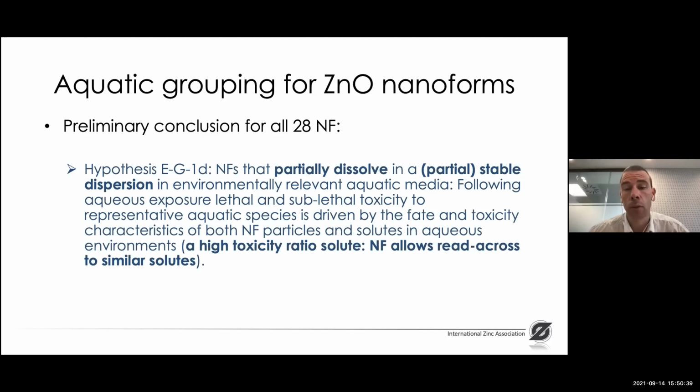So bringing all this information together for these different decision nodes, this would lead us to hypothesis EG1D: nanoforms that partially dissolve in a partial stable dispersion in environmentally relevant aquatic media. And there the data are quite consistent for all 28 nanoforms. So it's clear that in aqueous exposure, there is exposure to the solutes and the particles. The only thing still under discussion, a preliminary conclusion, is the toxicity ratio between solute and nanoform. For the moment, we think it's a high toxicity ratio between solute and nanoform, and this still allows read across to similar solutes as a conservative estimate of toxicity for the nanoforms.